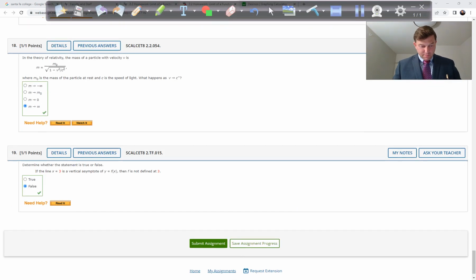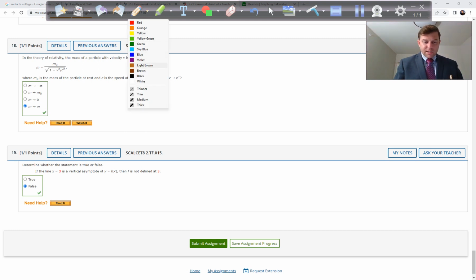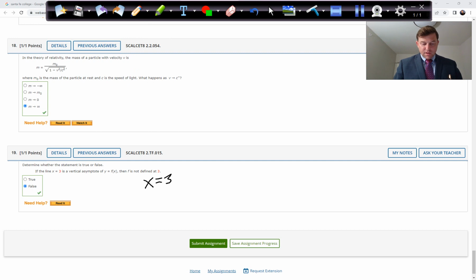Okay, last problem. Determine whether the statement is true or false. If the line x equals 3 is a vertical asymptote of y equals f of x, then f is not defined at 3. The only reason that this is wrong is because they did not put f is not defined at x equal to 3. If they said f is not defined at x equal to 3, then this would be correct. But they did not say that, so that means at x equals 3, you could have a vertical asymptote, but f is not defined at 3.